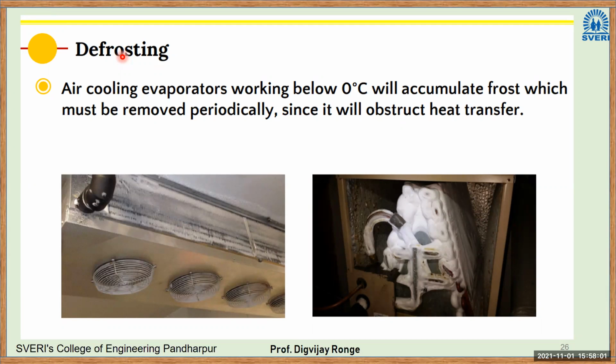Okay, so actually frosting is not good for a fridge, right? Because what happens when frost or ice forms on the tubes, it creates a thermal barrier. So heat transfer cannot take place. And in that case, the performance or the COP of the refrigeration system becomes low. So defrosting has to be done periodically. Okay. So air cooling evaporators working below 0 degrees Celsius will accumulate frost, which must be removed periodically, since it will obstruct the heat transfer. So it creates a layer, and that layer is an obstruction to the heat transfer.